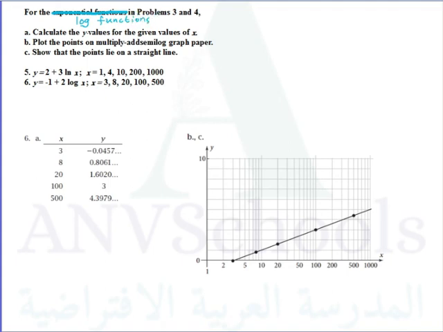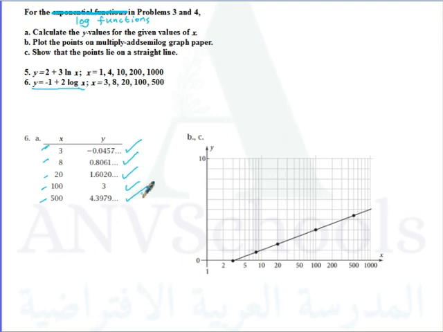So for 6, that's y equals 1 plus 2 log x. And my x is 3, 8, 20, 100, 500. So these are my x values. Solving the y values following this equation, I will get negative 0.0457, 0.8061, 1.6020, 3 and 4.3979 respectively.